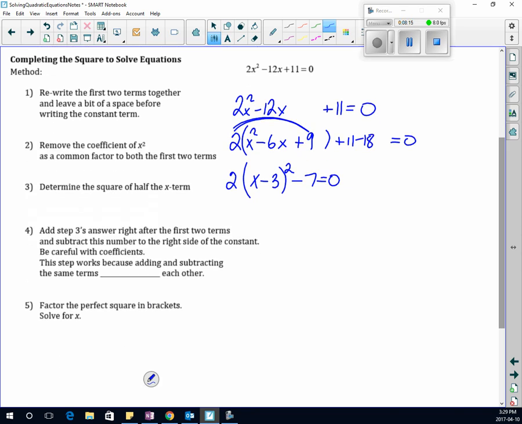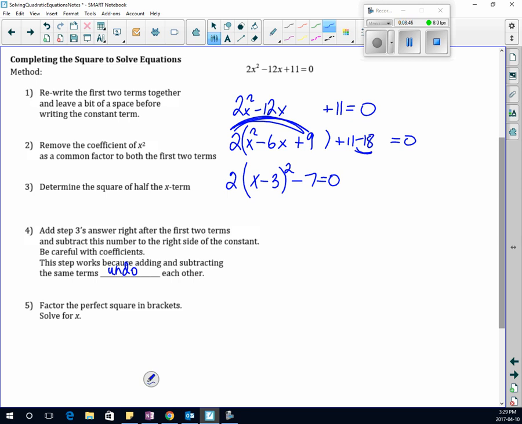Well, I guess I went a little ahead here, but anyways, add step 3 right after the first two terms, which I did, which was the 9, and subtract it to the right of the constant. Again, be careful of the coefficient. This step works because adding and subtracting the same terms undo each other. It balanced it, meaning the 2 times the 9 and the minus 18 didn't change the equation.